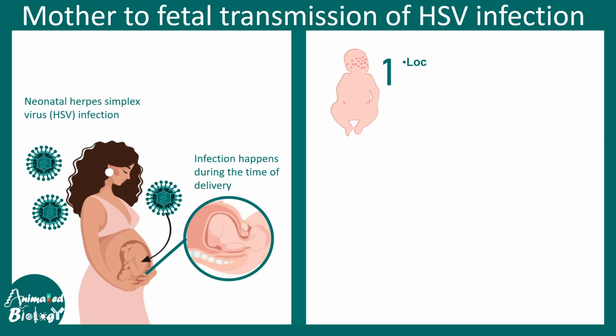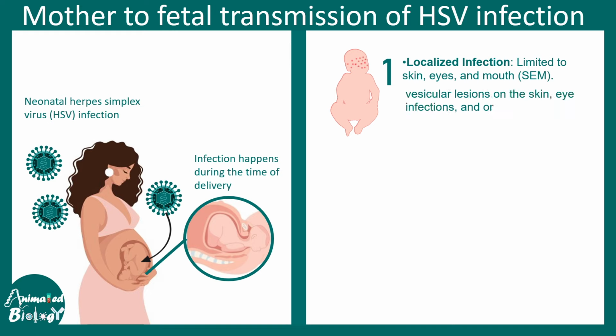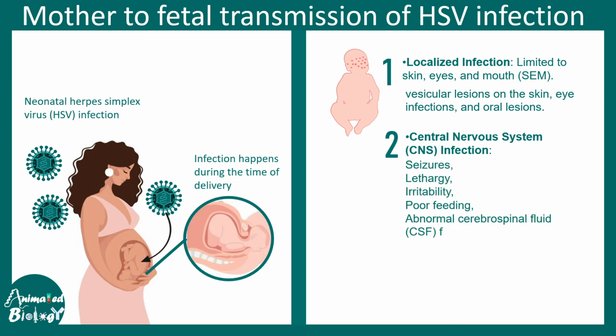And if it is untreated, there are different kinds of outcomes. The first outcome is a localized infection, which is limited to the skin, eyes, and mouth. There are vesicular lesions of the skin, eye infection, and oral lesions. Then there could also be nervous system manifestations, which lead to seizure, lethargy, irritability, poor feeding, and abnormal CSF profiles. So sometimes the babies might be prescribed a lumbar puncture, which is painful but might be required.